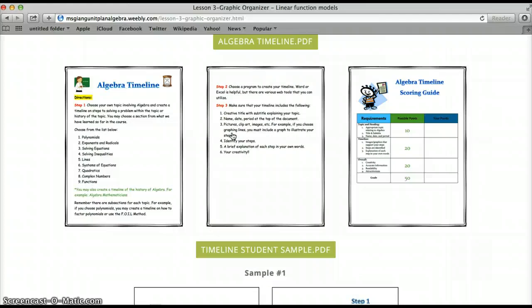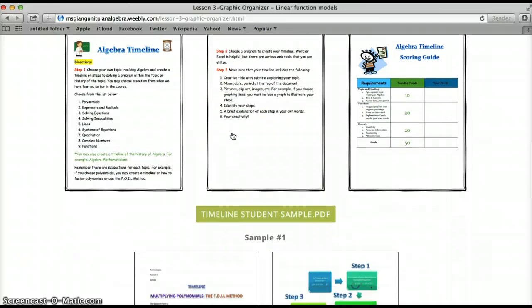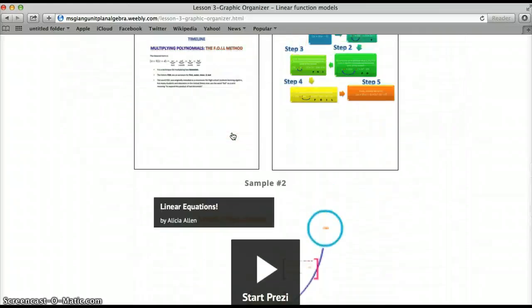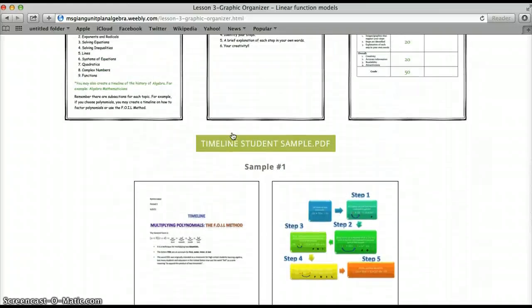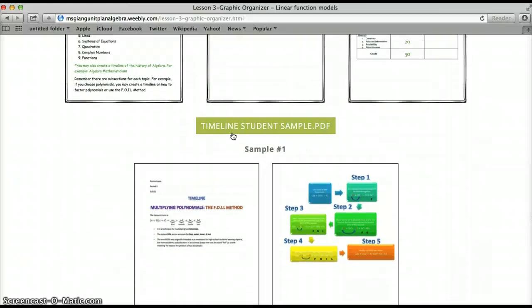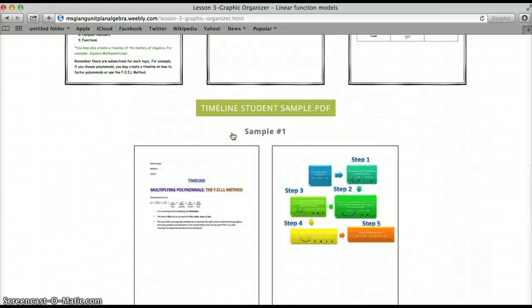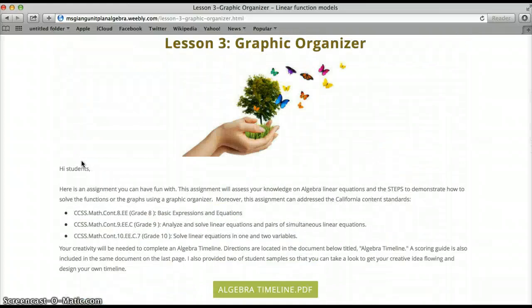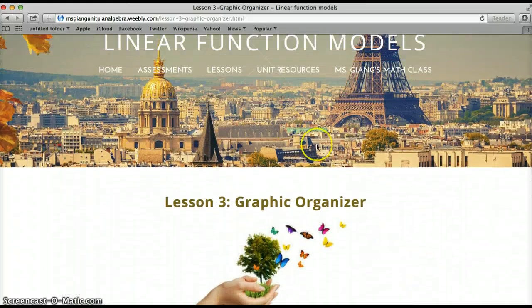I also include 2 samples of student work. You can do it as a presentation, or you can use Microsoft Office Word to present your step-by-step on how to solve the problem. And I also have a list of topics that you might be interested in as part of the lesson for linear algebra 1. So that's for my lesson 3.